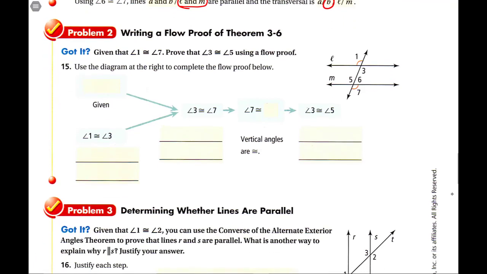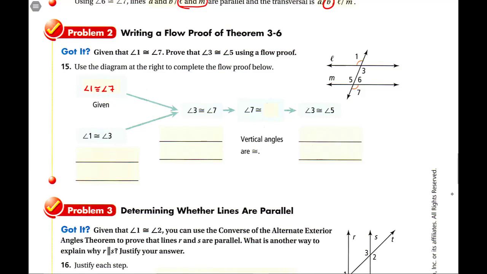All right, writing a flow proof of theorem 3-6. Given that angle 1 is congruent to angle 7, prove that angle 3 is congruent to angle 5 using a flow proof. Use a diagram at the right to complete the flow proof. So we're given angle 1 is congruent to angle 7. That's already given to us.